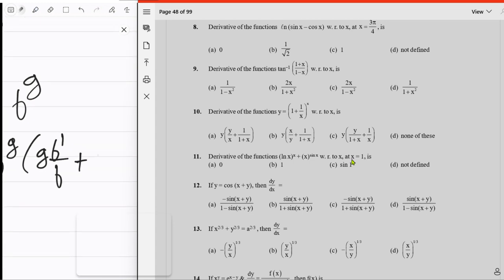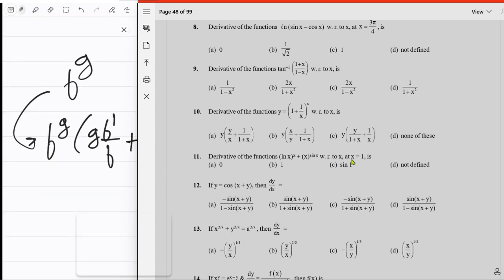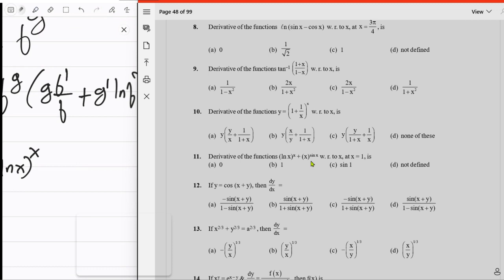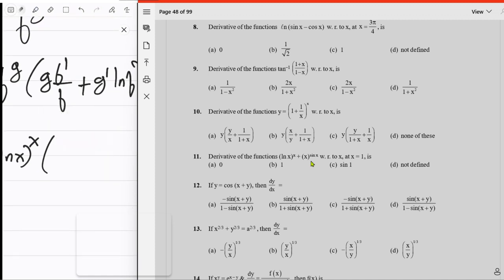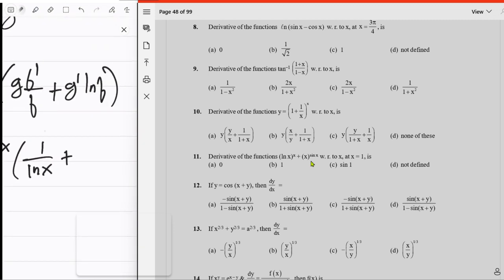Yeah, and they just got g dash times natural log of f. This is the derivative of this guy. So for this function, natural log of x to the power of x, this will be the same thing, natural log of x power x. And then you have g f dash upon f, which is just x, and then you got the rate of this thing, just 1 upon x upon natural log of x. Yes, that is this thing, right? So just 1 upon natural log of x, plus g dash is perfect, so g dash is just 1, so natural log of x.